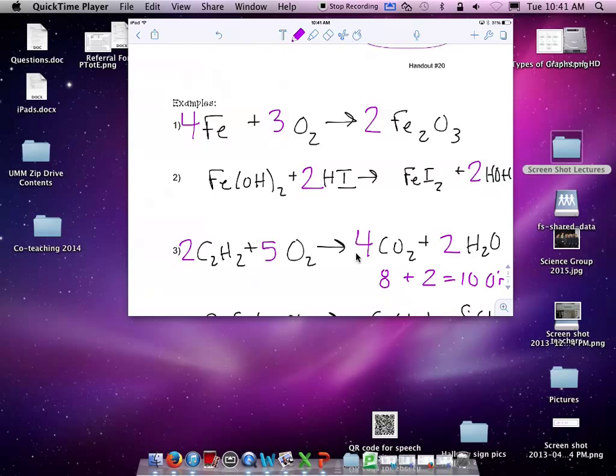2 times 2 is 4 C's, 4 times 1 is 4 C's. 2 times 2 is 4 H's, 2 times 2, 4 H's. 5 times 2 is 10 oxygens here. I've got 4 times 2, which is 8, plus 2 over here, so I end up with 10. So then that ends up being a balanced equation.